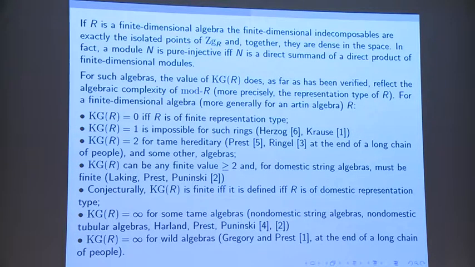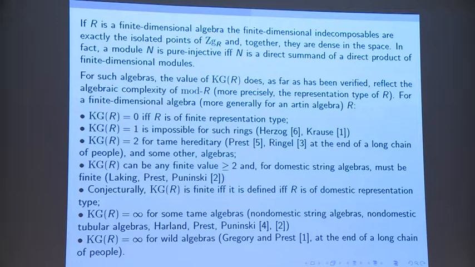So take a finite dimensional algebra. I've said already the finite dimensional indecomposable modules are exactly the isolated points of the spectrum, and in fact they're dense in the space. So every indecomposable pure injective is in the closure, the definable subcategory generated by the finite dimensional points. In fact, a stronger result is that it's a direct summand of a direct product of finite dimensional modules.